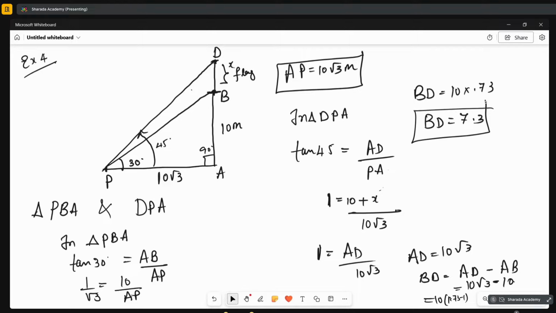So this much understood, no? These types of questions they will ask. Mainly, writing the diagram you should learn. That's it.